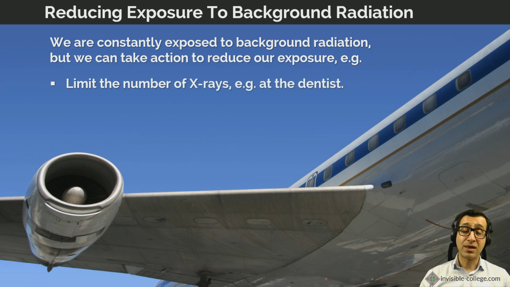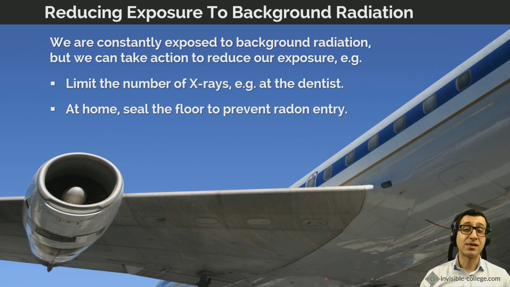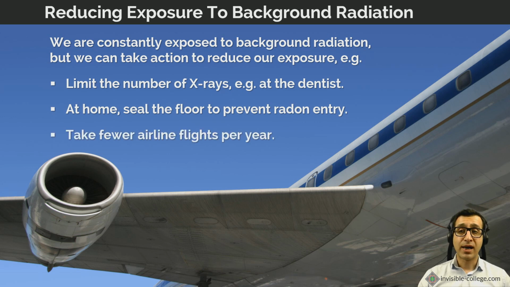We can seal the floor of the home to prevent radon entry, and this is a common practice in parts of the country where radon gas is at higher levels. When they build houses in those parts of the country, they use an impermeable sheet of material underneath the floor to prevent the entry of radon gas into the house. And as I've said, we can also take fewer airline flights per year to limit the amount of cosmic rays and radiation exposure from space that we get as well.